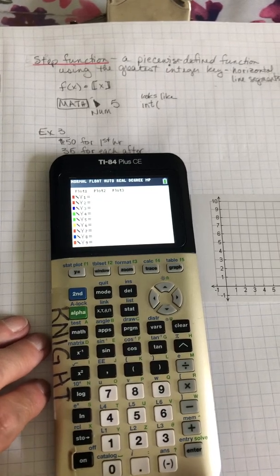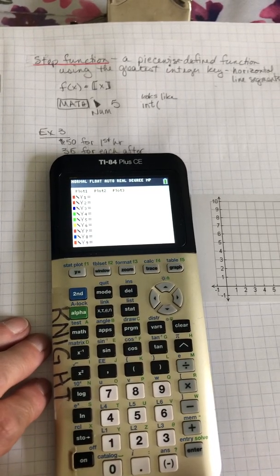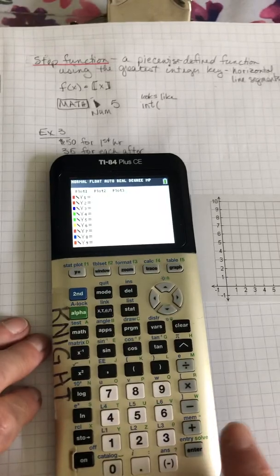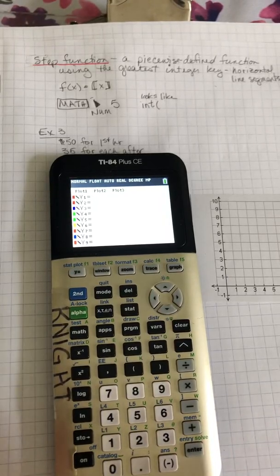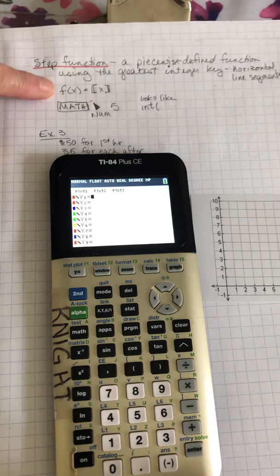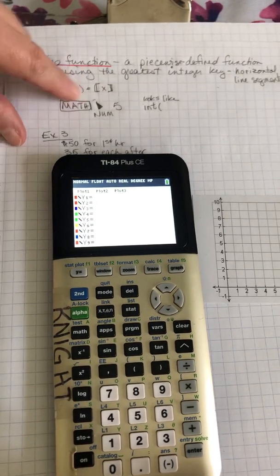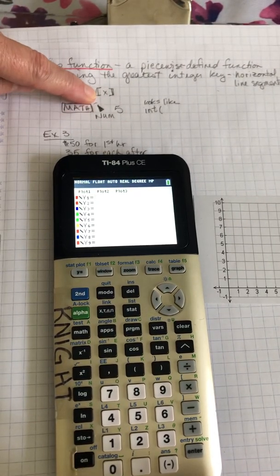Hey, Algebra 2, we're going to look at step functions. A step function is a piecewise defined function. We're using the greatest integer key, but it gives you a series of horizontal line segments. Okay, so it's written as f of x equals the greatest integer of x.